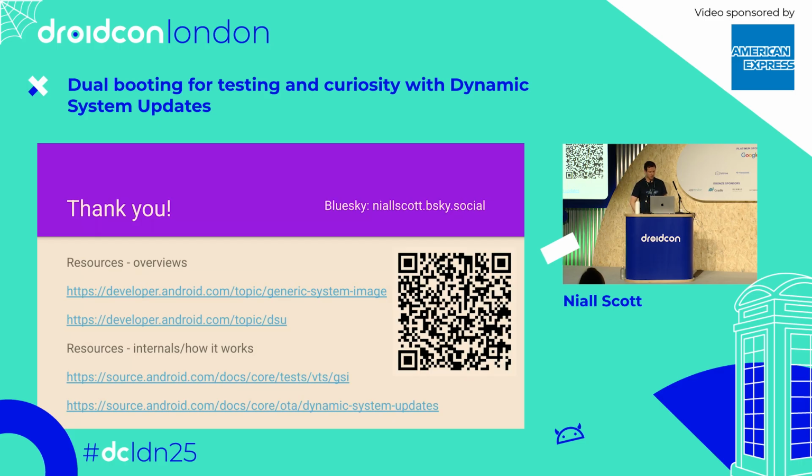Here are some links on the screen. The first two links basically show you how to do GSIs and also DSUs, much like what was shown in this presentation. But the other two links are about how they are implemented within Android, if you're curious to know how it works under the hood. And the QR code shown on this slide links you to this presentation, so you can reference the URLs and the instructions.